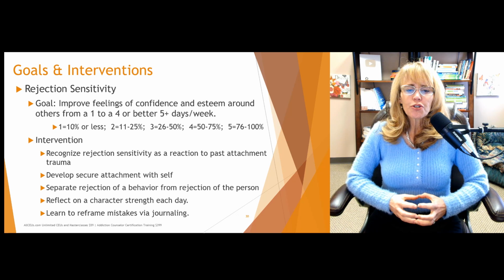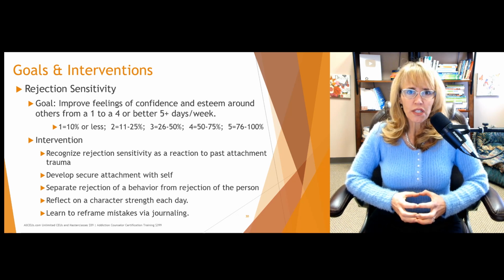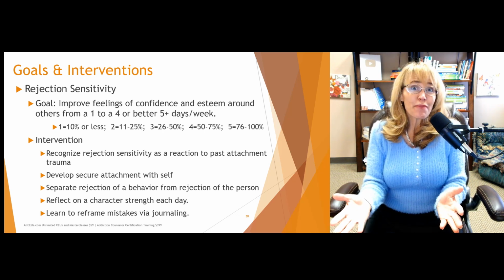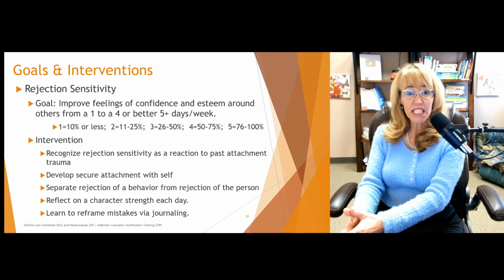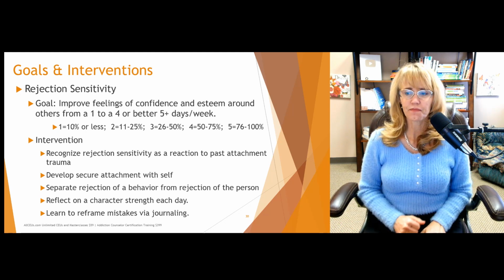And help them learn or start to learn to reframe mistakes through journaling. You made this mistake. Okay. Everybody makes mistakes. What happened? What led to the mistake? How can you learn from it so it doesn't happen again?